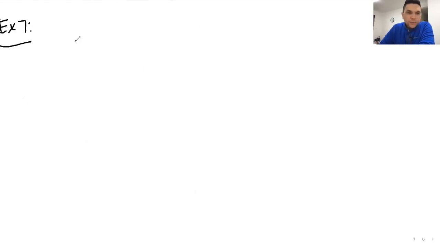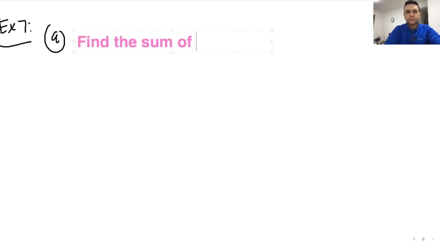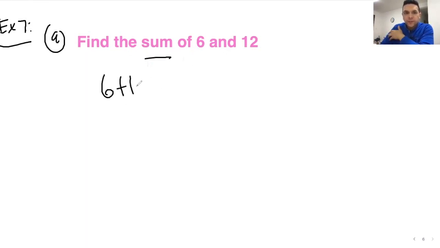Find the sum of 6 and 12. Okay. Let's see. So remember from our pre-foundation classes, sum indicates what? Addition, right? Sum. So this is just 6 plus 12 equals 18, right?